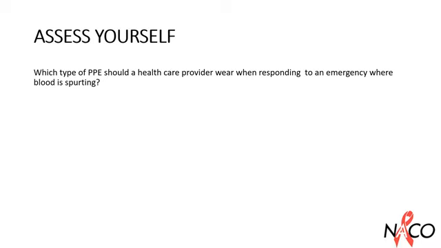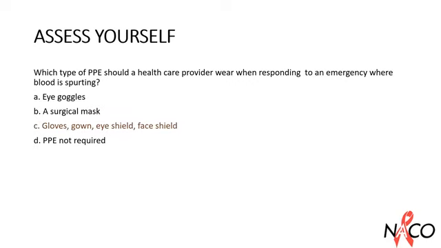Question number 2. Which type of personal protective equipment should a healthcare provider wear when responding to an emergency where blood is spurting? Option A. Eye goggles. Option B. A surgical mask. Option C. Gloves, gown, eye shield and face shield. Option D. The correct personal protective equipment not required.